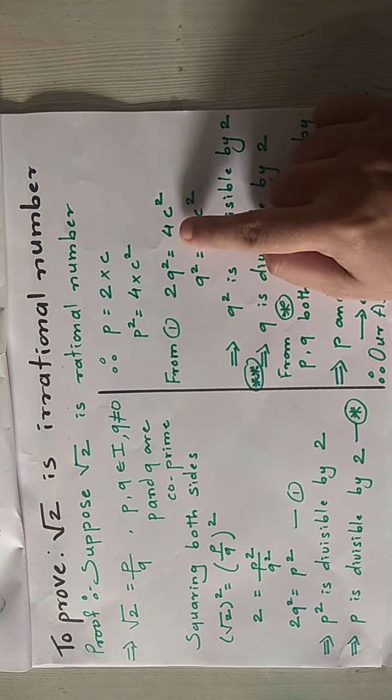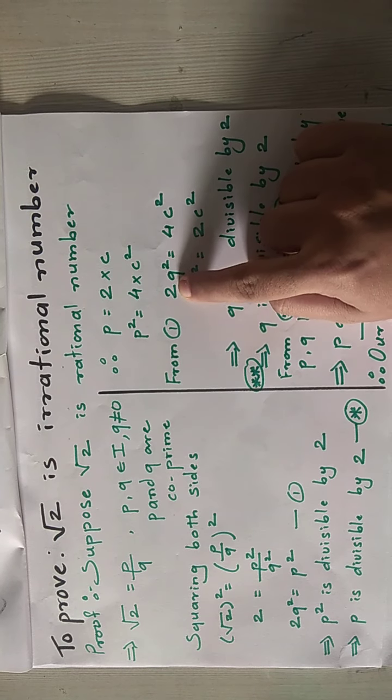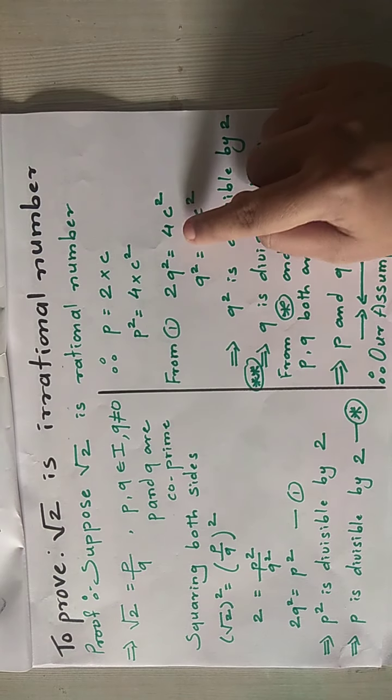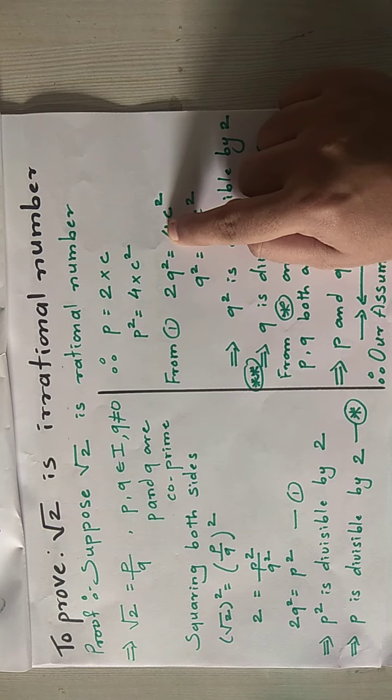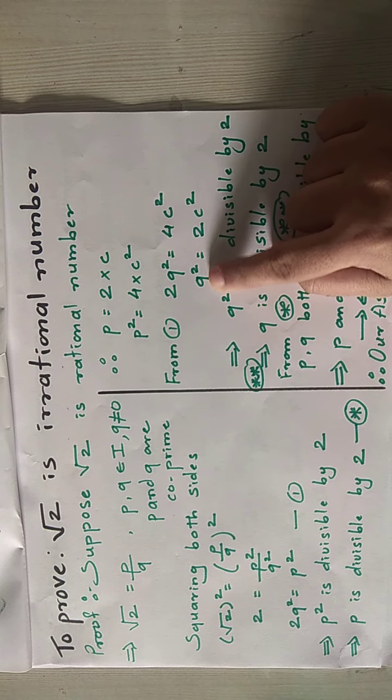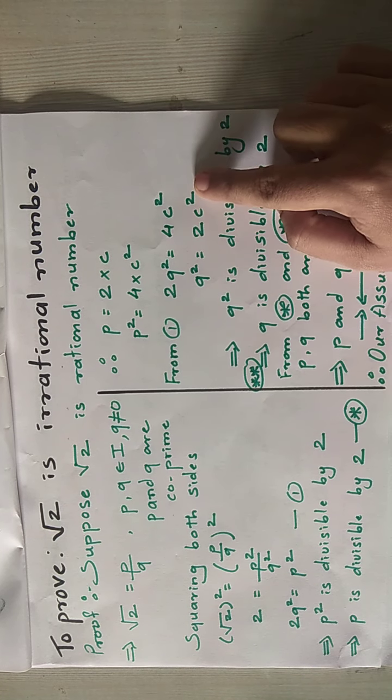Now dividing by 2 on both the sides. When we divide by 2 over here, 2 and 2 cancel. So we have 1 left here. When we divide by 2 over here, 2 1s are 2, 2 2s are 4. So we have 2 left here. So it is q square equal to 2c square.